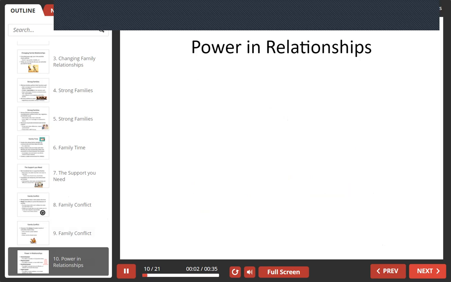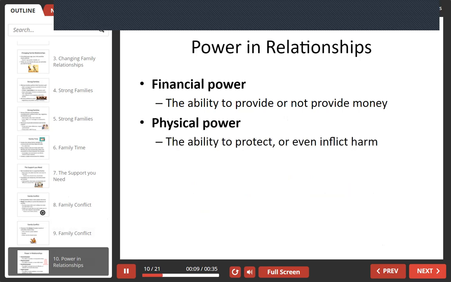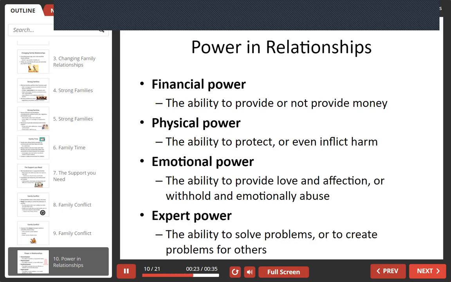Power in relationships can include financial power, which is the ability to provide or not provide money. Physical power, which is the ability to protect or even inflict harm. Emotional power, which is the ability to provide love and affection or withhold and emotionally abuse. And expert power is the ability to solve problems or to create problems for others. But these powers must be equally distributed and should never be abused.